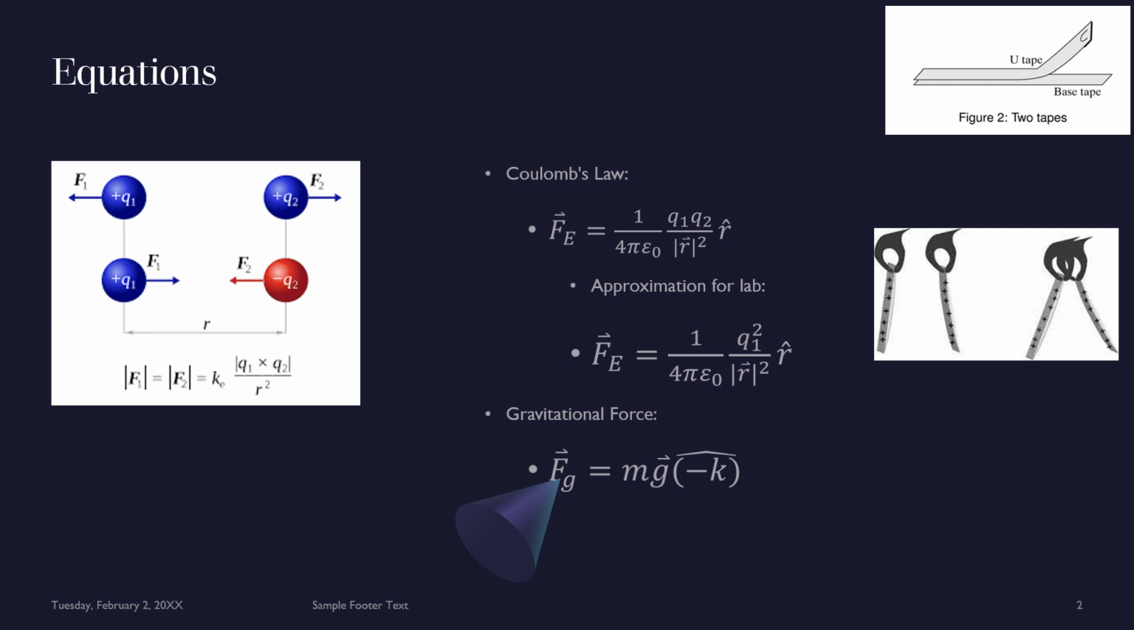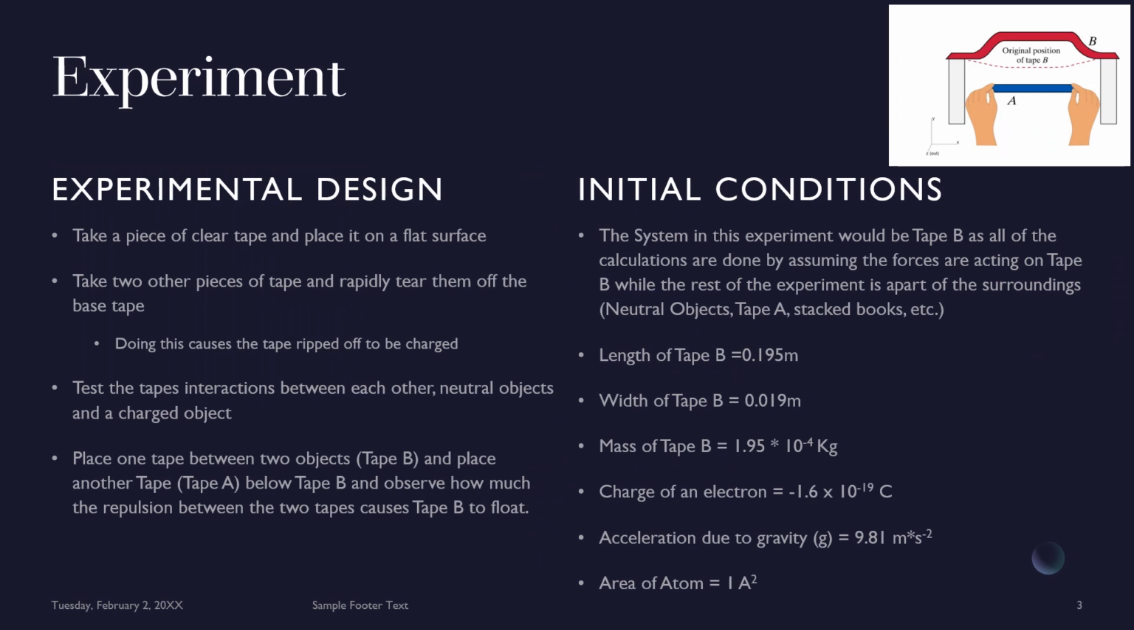Now, the actual mechanics of the lab basically include taking a piece of tape and ripping it off of another piece of tape, causing that tape to get charged. This is due to the tape either losing or gaining electrons from the base tape. Based on this, we can observe how the charged tape interacts with other objects, including another charged tape, my hand, my notebook, and also a negatively charged pen. The two neutral objects should be attracted to the tape, and the tapes should be repelled by each other.